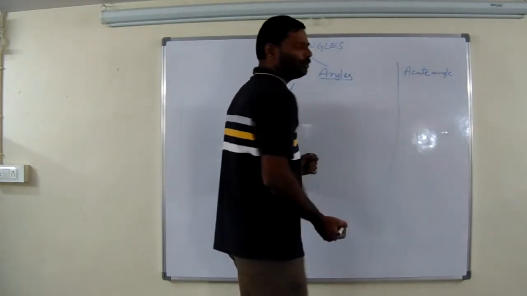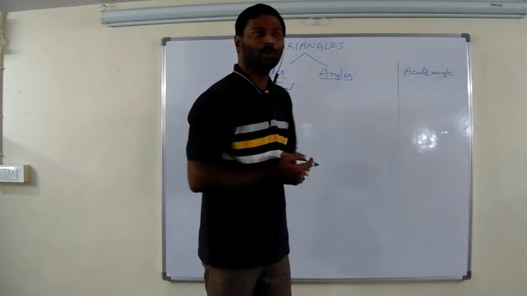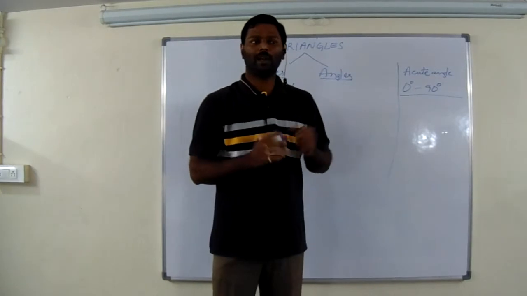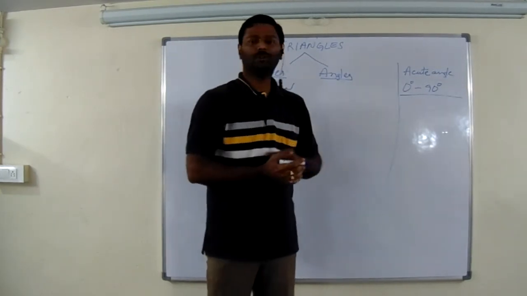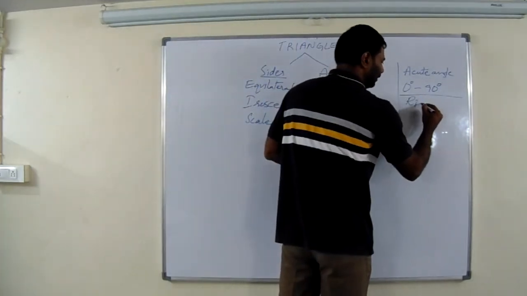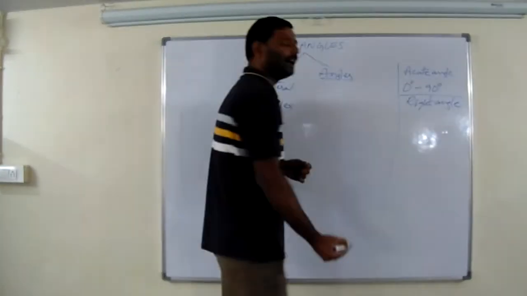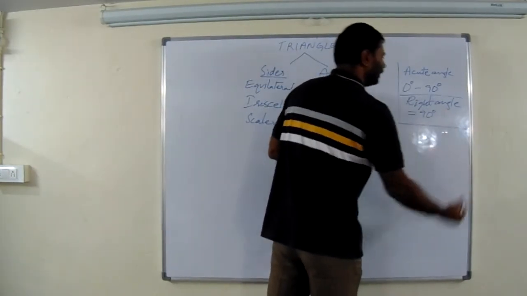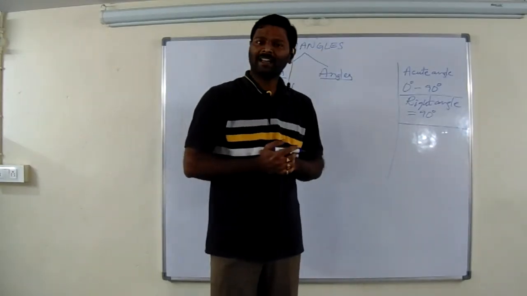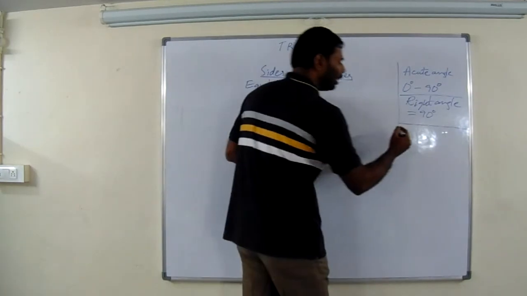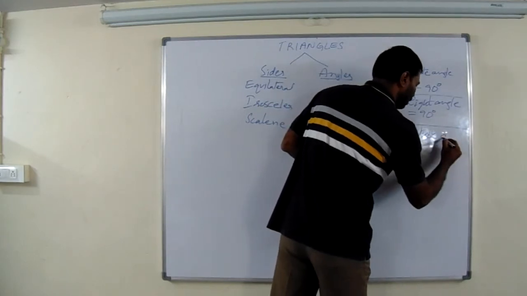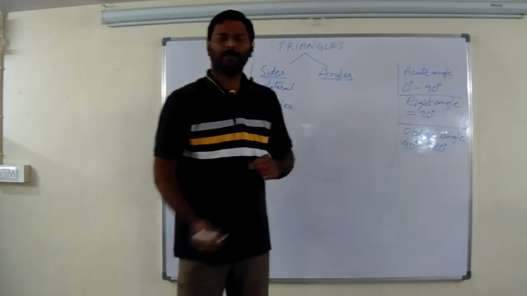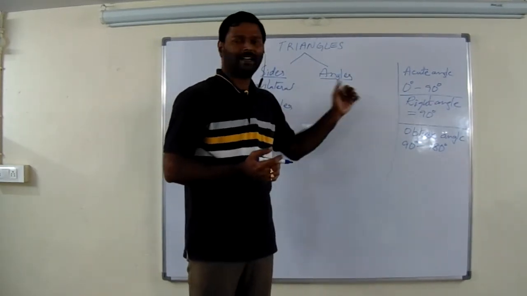First, the acute angle. An acute angle is a measure whose value lies between 0 degrees and 90 degrees. At the same time, a right angle is a measure which is exactly 90 degrees. And if it is more than 90 but less than 180 degrees, that is called an obtuse angle, O-B-T-U-S-E, which is between 90 degrees and 180 degrees. You are aware of these basic angles: acute angle, right angle, obtuse angle.